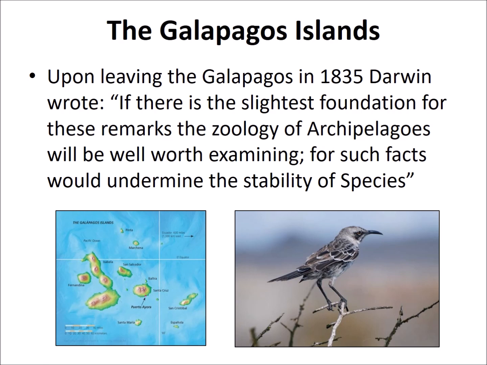So upon leaving the Galapagos in 1835, he wrote, "If there is the slightest foundation for these remarks, the zoology of the archipelagos will be well worth examining, for such facts would undermine the stability of species." So again, when Darwin was working, there was still this strong belief for many of his contemporaries that species do not change over time. Species are immutable. And of course, Darwin is one of the most famous for eventually doing away with this idea of the stability of species.